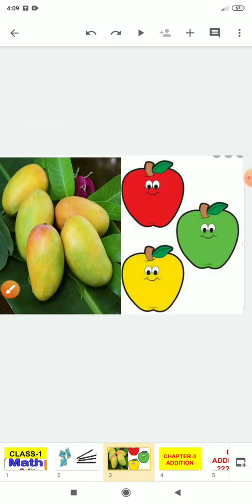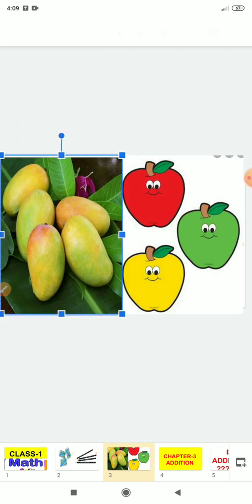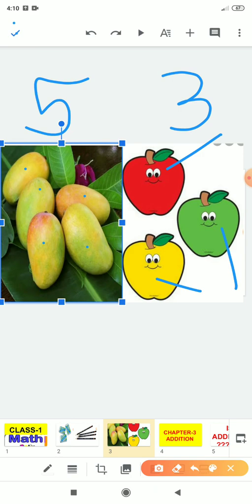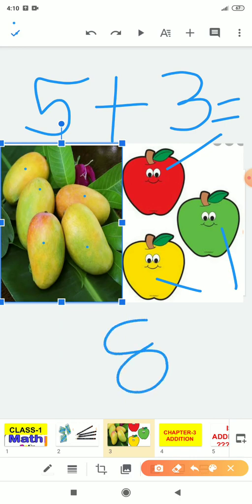In the next picture, we have fruits here, that is mangoes and apples. Let's count mangoes first. 1, 2, 3, 4, 5. Now apples. 1, 2, 3. Now what is the total number of fruits here? Let's count them with the help of addition. This is the plus sign. So how do we read these numbers? 5 plus 3 is equal to 8.